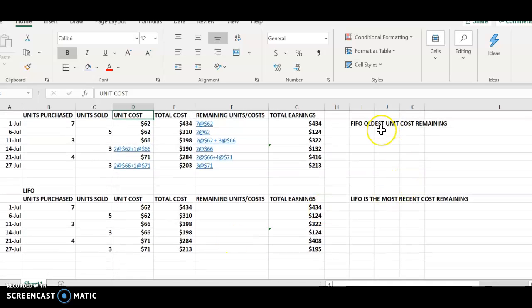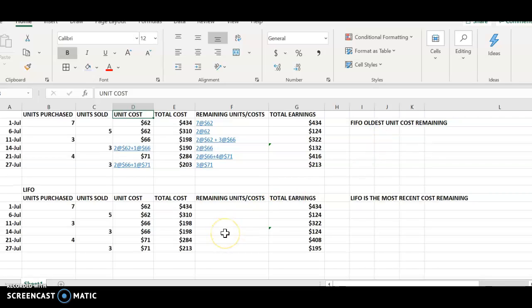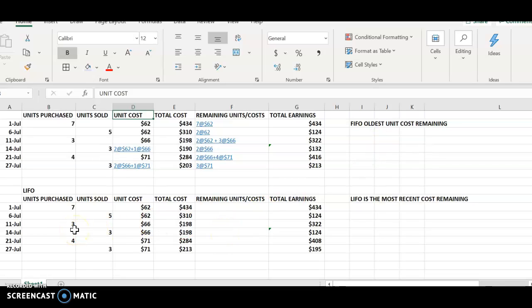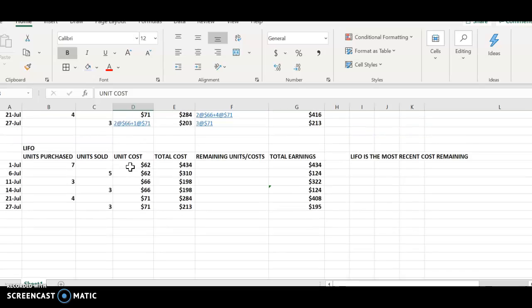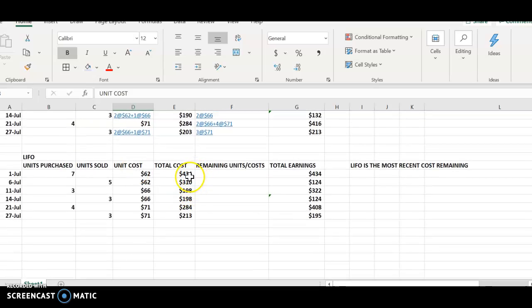whereas FIFO is the oldest unit cost remaining. So on July 1st, we know that we purchased 7 units and the unit cost is 62 according to this information right here. If we multiply that, that will give us 434 total cost. So this is the current earnings.